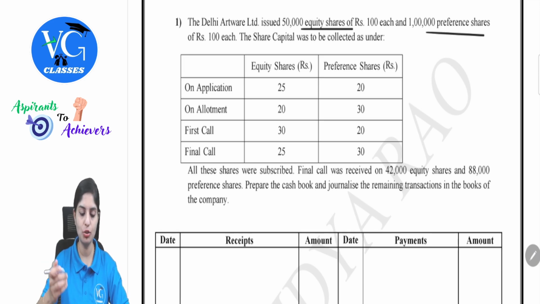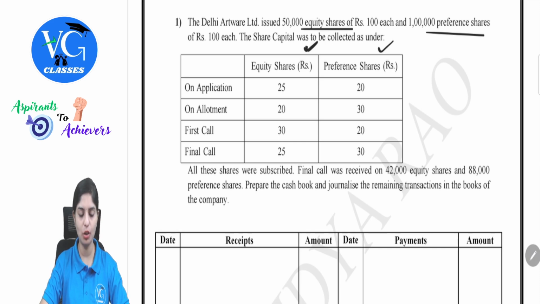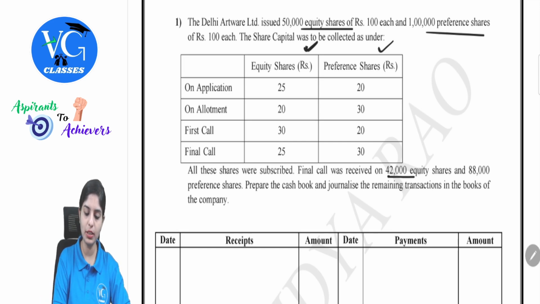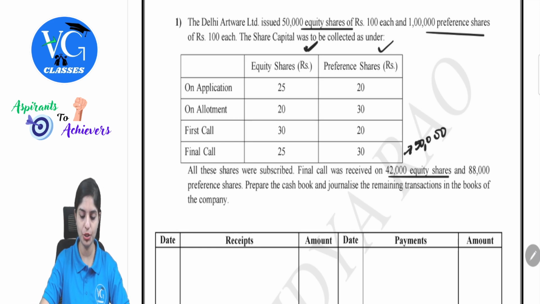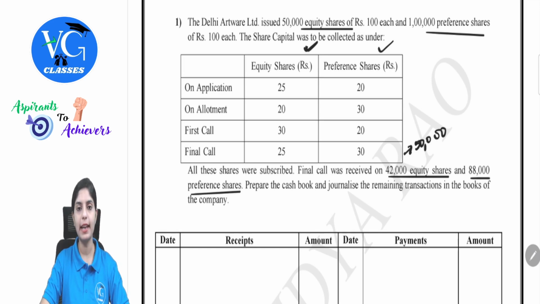So it is happening in installments. There is a separate schedule given for equity shares and for preference shares: on application, allotment, first call and final call. All these shares were subscribed. Final call was received on 42,000 equity shares. How much was the total equity shares? 50,000. But they are only receiving final call on 42,000 shares and 88,000 preference shares. 1 lakh was the total preference shares. Prepare the cash book and journalize the remaining transactions in the books of the company.